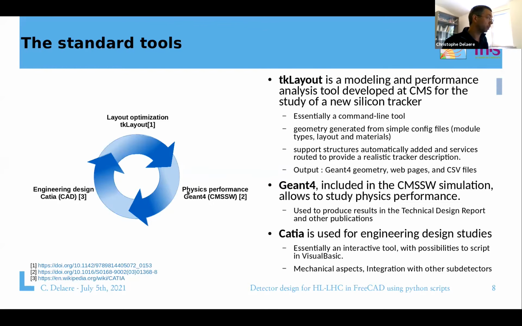Then we have Geant4 embedded into CMSSW, the CMS analysis software, and it's used for physics performance studies. It has been used, for example, to produce all the results for the technical design report and for the publications. And finally, when we speak about engineering design, we are usually using CATIA, a CAD software that is essentially an interactive tool with possibilities to script in Visual Basic, and where we will describe all the mechanical aspects and the integration with other subdetectors and so on.